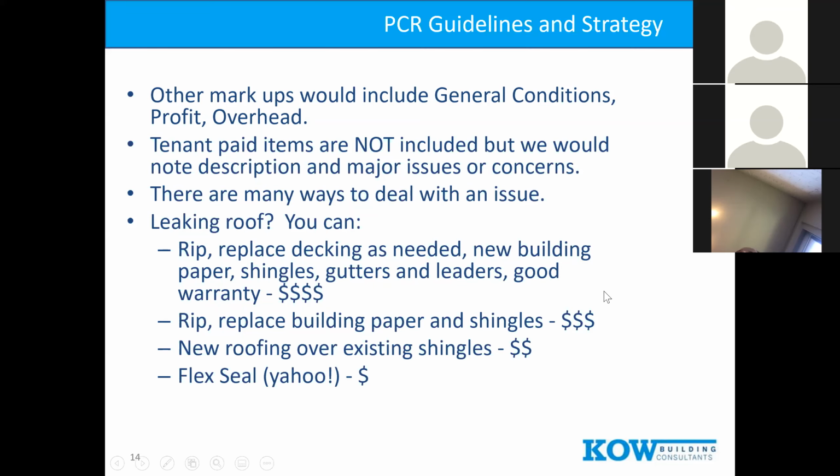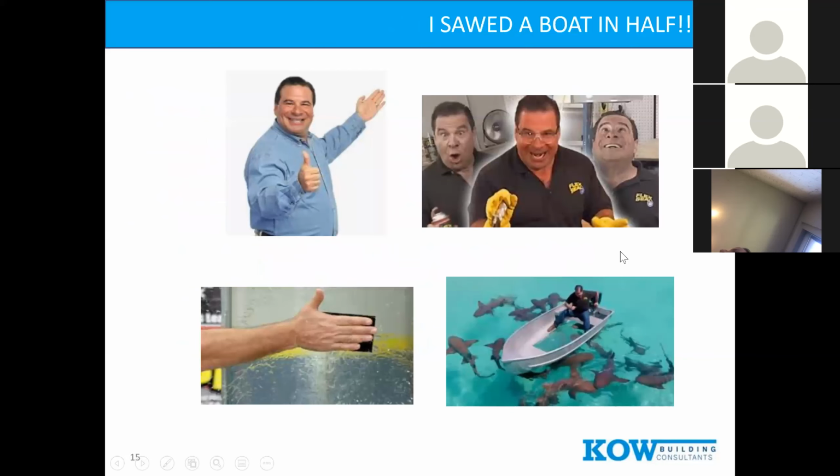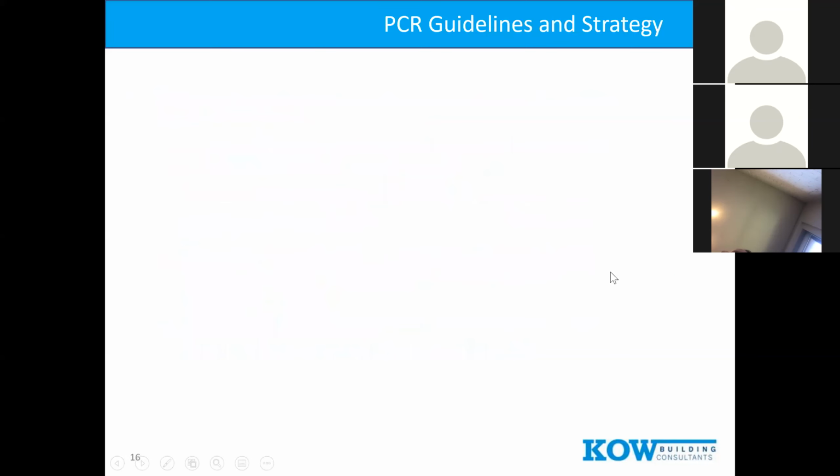So the question is, which is right? Well, aside from the fact that everyone loves the Flex Seal guy, and he sawed a boat in half, it really depends on what the standard is for that building, for that occupancy, and for that building type. So if we're looking at something and we say, what would you normally do? They go, well, what we would normally do is rip the roof, new building paper, and roof. That is what we would put in. If we disagree, if we say, you know, you can't just use Flex Seal on this, then we're going to disagree. And we're going to put in the report what a prudent person would do.